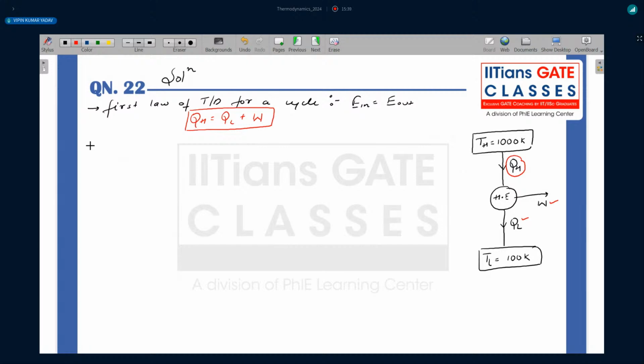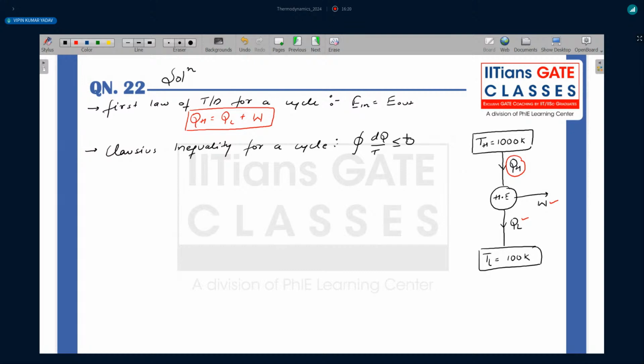What is the second condition to justify a relationship between QH and QL? The second law of thermodynamics, and in it, the Clausius inequality, for a cycle of course, because for a process or a system it is different. For a cycle, we have the cyclic integral of dQ by T less than or equal to 0. If it is reversible, it is equal to 0. If it is less than 0, it is an irreversible cycle.